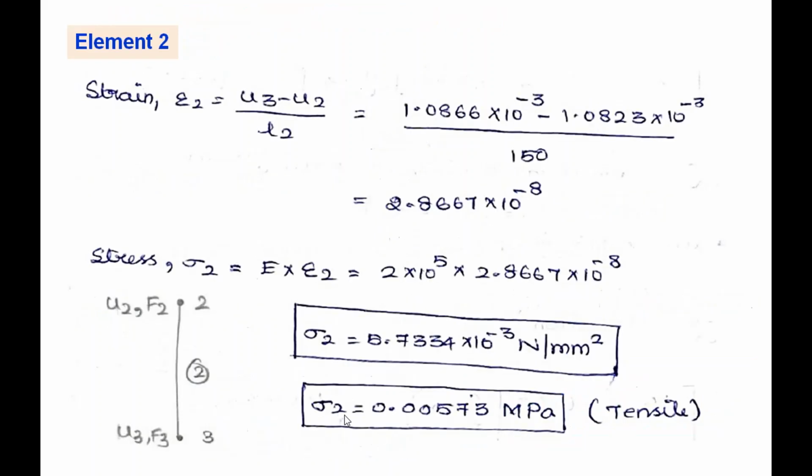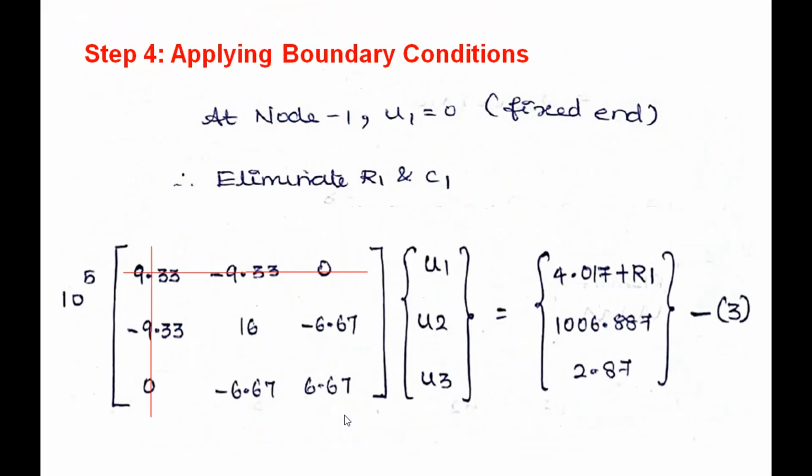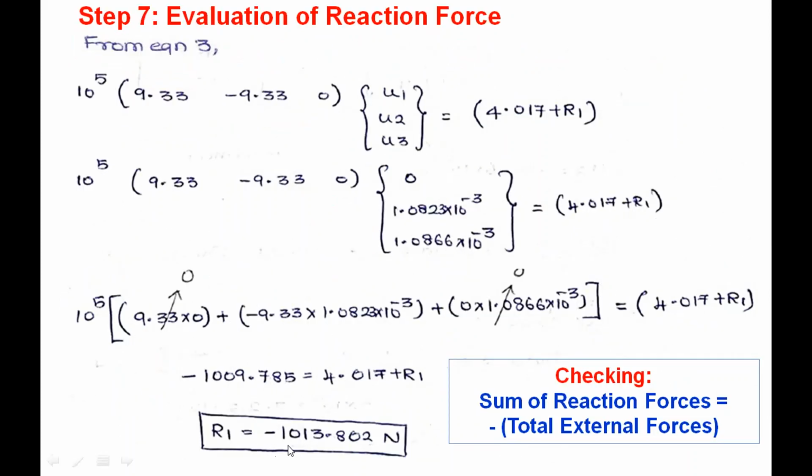So how do we verify that? Here you can easily check in the global characteristic equation. When you add 1006.887, 2.887 and 4.017, the sum will be equal to minus 1013.802. Here also we get the sum of the reaction force equal and opposite to the total external force. By evaluating the reaction force, we are able to verify the solution obtained by the finite element method.